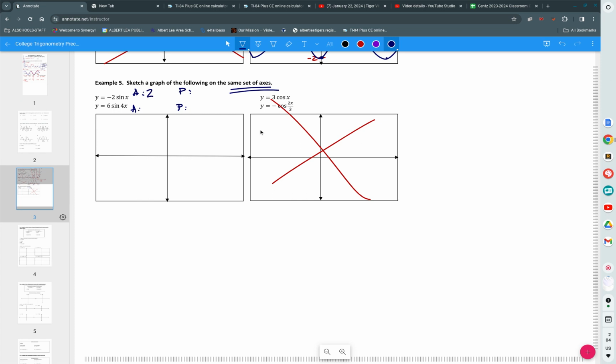Amplitude for the first one is 2, and obviously the period is 2 pi. The amplitude for the second one is 6. What is the period for the second one? 1/2 pi, otherwise known as pi over 2. So as I go ahead and make my x-axis markings, should I put my end at pi over 2, or should I put my end at 2 pi? 2 pi. Yeah, if I want to see both of them, I should definitely put a marking at 2 pi.